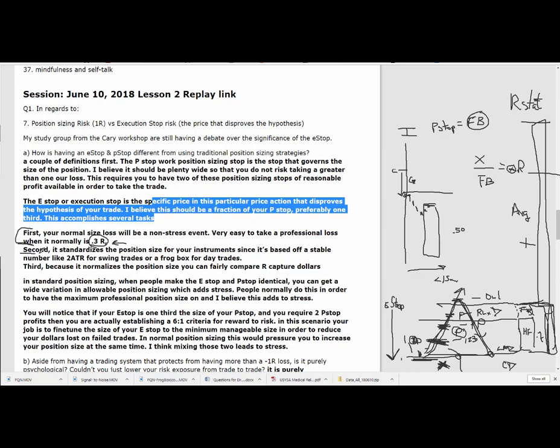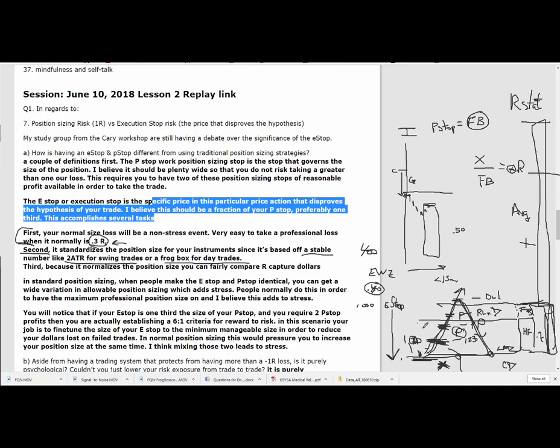Second, it standardizes the position size for your instruments, since it's based off of a stable number such as 2 ATR for swing trades, or in our case, a frog box for day trades. And what do I mean by that? Well, if I'm trading Brazil, and I'm using 0.40 as my position sizing box, so that's actually less than a frog box, but I've become accustomed to 0.40. That means when I risk $400, I can buy 1,000 shares.